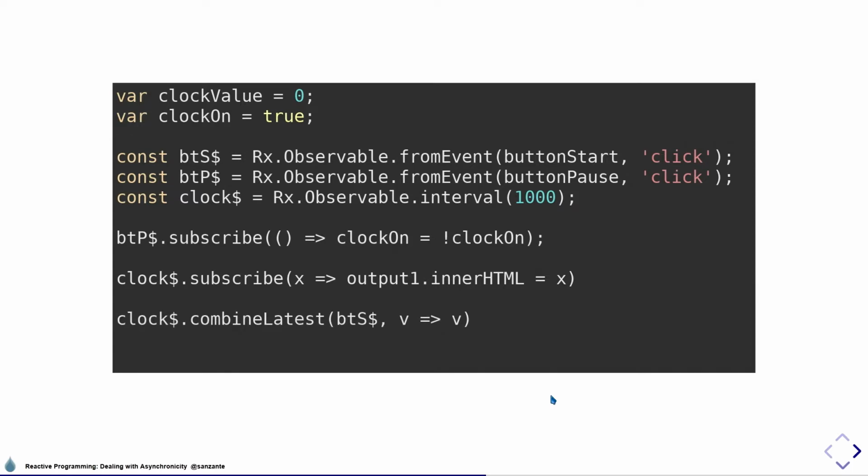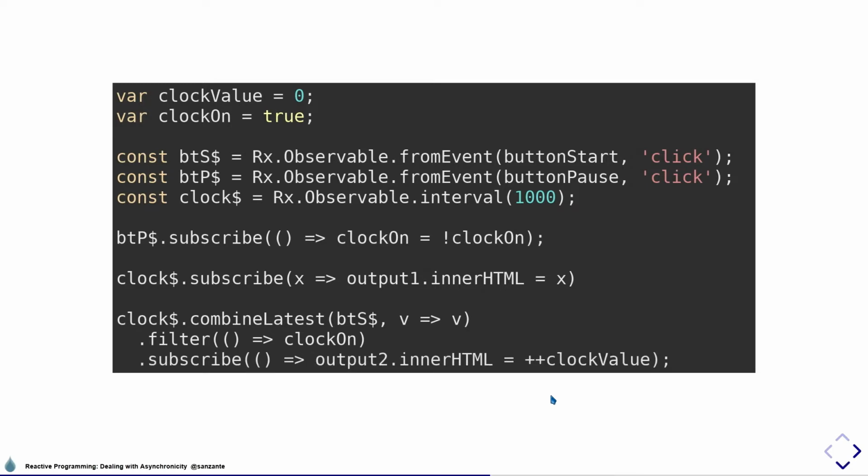And then the complex functionality is combining two streams. First is the clock tick, and the second is the start button. As you see, we call that operator. And then we add the next operator, the filter, with the condition that is checking the clock on variable, and at the end we just subscribe to that pipe and add the reaction, which is to add a new value.